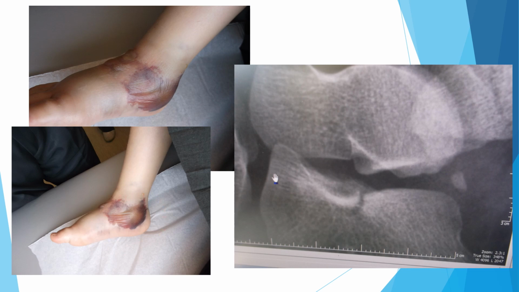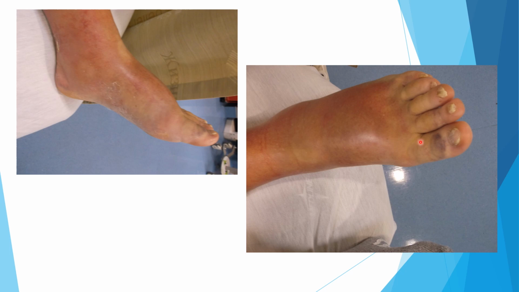Another example here of soft tissue injury: you can see the marked swelling, and there are no creases in the foot. This is an indication that the foot is swollen. It is not recommended to do an extensile lateral approach in these cases, as it can cause massive skin problems, and you have to wait until the soft tissue gets better.